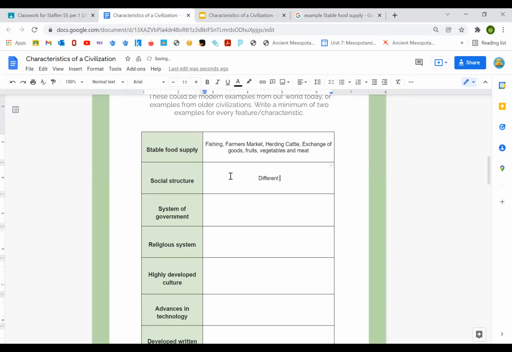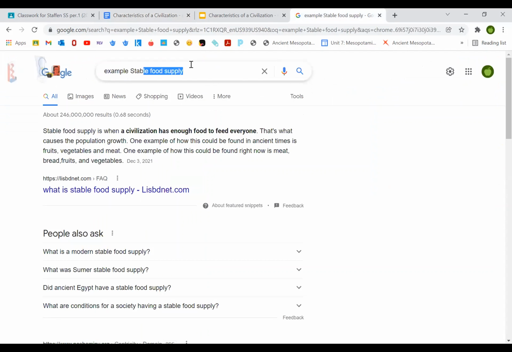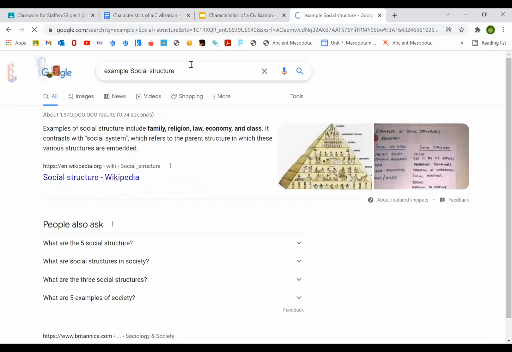Social structure. So different social classes, as an example. Presidents, kings, queens, farmers, different jobs, okay? Let's look. So examples of social structure include family, religion, law, economy, and class. Okay.